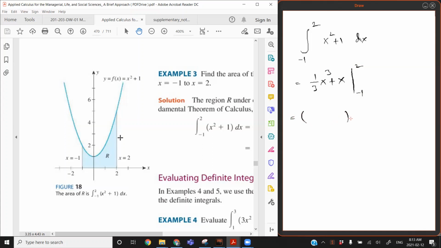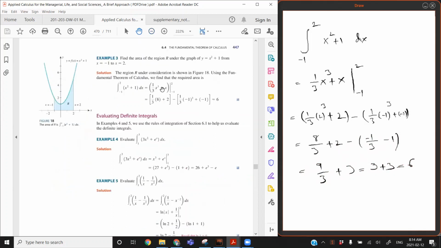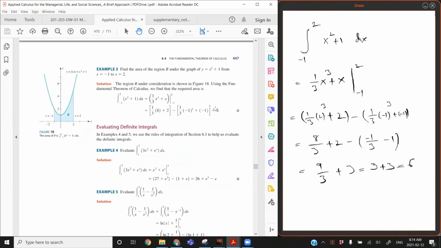If I plug in 2, I get 1 over 3 times 2 to the power of 3 plus 2, minus 1 over 3 times minus 1 to the power of 3 plus minus 1. So it's going to be 8 over 3 plus 2 minus, this is going to be minus 1 over 3 minus 1. So this is 9 over 3 plus, if I add up these, I get 3. So it's 3 plus 3, which is 6. So the area is exactly 6 square units.